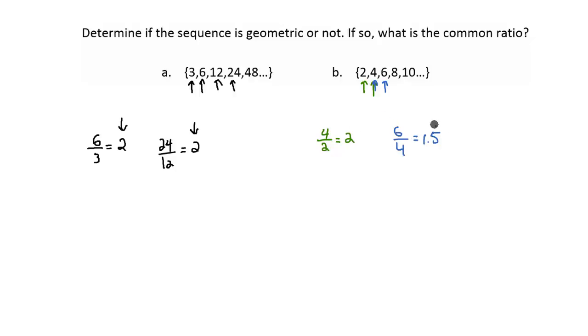If it was a common ratio, as we keep dividing numbers by the previous one, we should get that same ratio. But that just means that part B, this sequence, is not geometric.